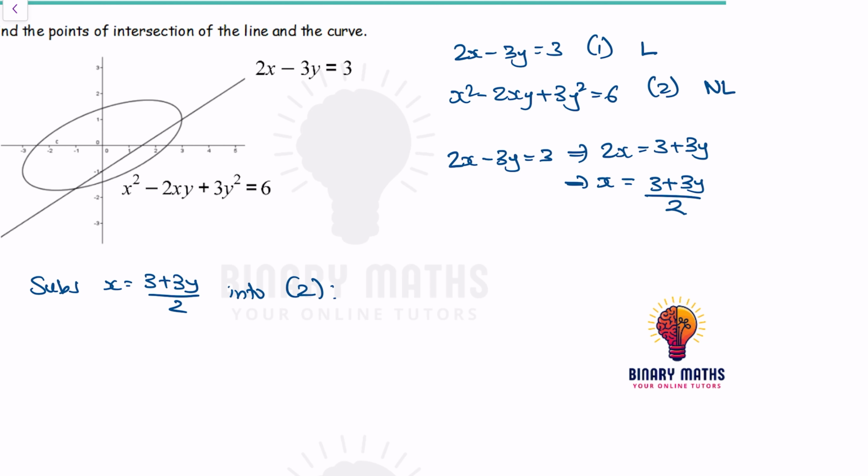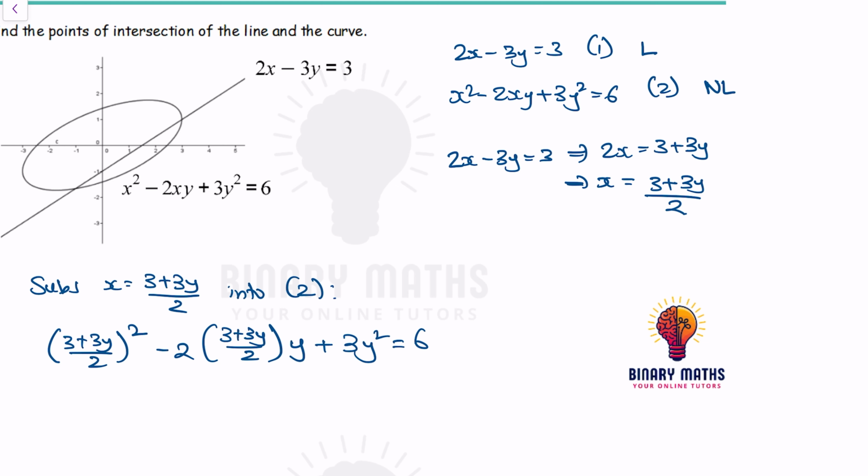So everywhere I see an x in my second equation, I replace it with 3 plus 3y over 2. So once I do that, I do get 3 plus 3y over 2 squared minus 2 times 3 plus 3y over 2 times the y, don't forget the y, plus 3y squared is equal to 6.